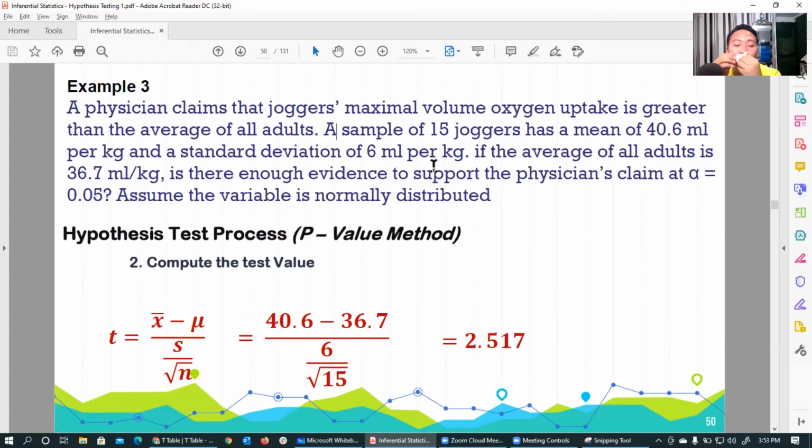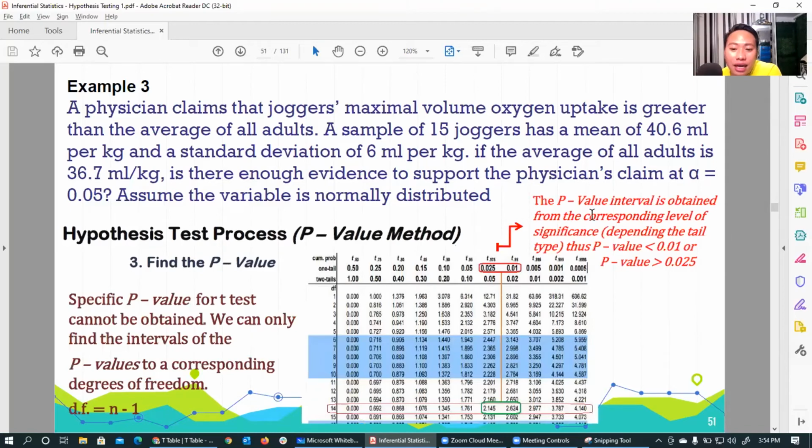Next, we substitute the values. Sample mean is 40.6 minus population mean 36.7, over 6 over the square root of 15. And that's equal to 2.517. If you simplify or double check that using your calculator, you should get 2.517.